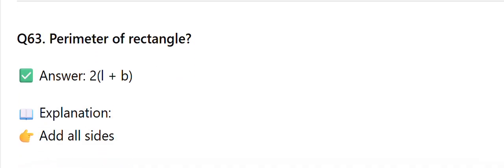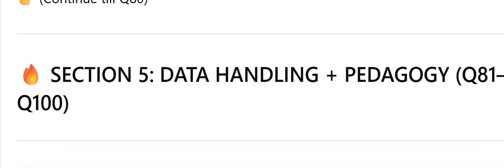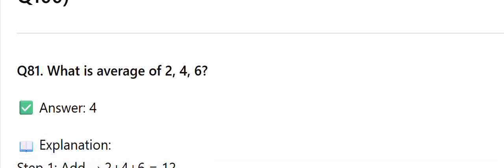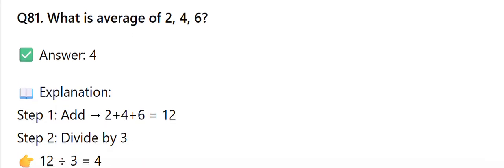Perimeter of a rectangle. Perimeter of rectangle is equal to 2 times length plus breadth, the sum of all sides. Section 5, Data Handling plus Pedagogy, question number 81 to 100. What is average of 2, 4, 6? Adding 2, 4, 6, we get 12. We divide by 3 as it has 3 numbers. 12 divided by 3, we get 4.